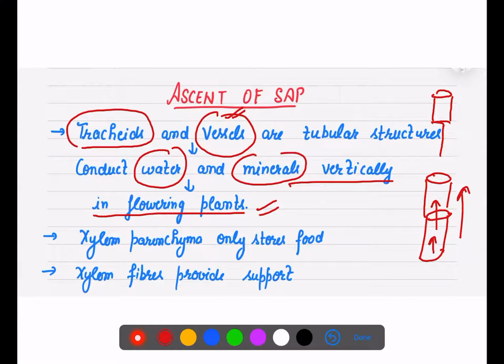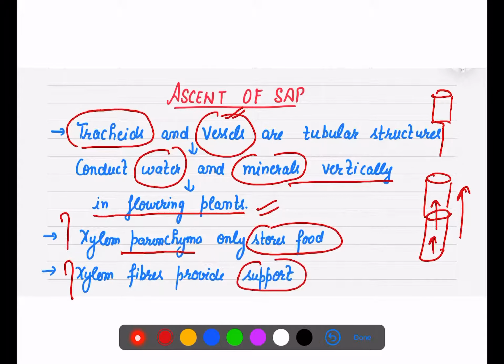Now the question that comes to your mind is what xylem fibers and xylem parenchyma do. Xylem parenchyma does not do any conduction, it only stores food, and xylem fibers only provide support, the structural components. Otherwise the main ones that carry water and minerals are tracheids and vessels.